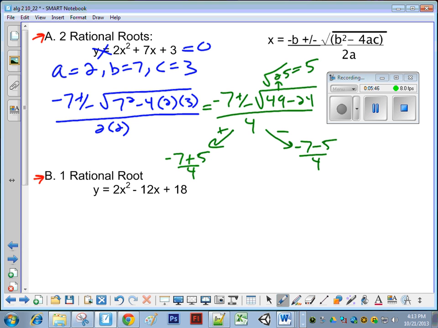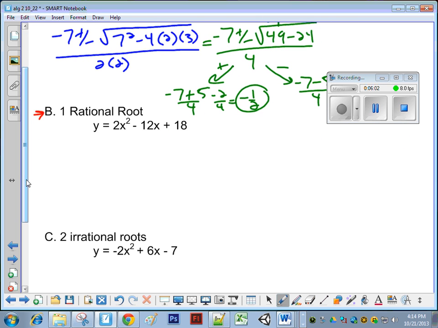Here I have negative 2/4, which is negative 1/2. I have negative 12 over 4, which is negative 3. So two real roots. Now let's look at what happens for one rational root.